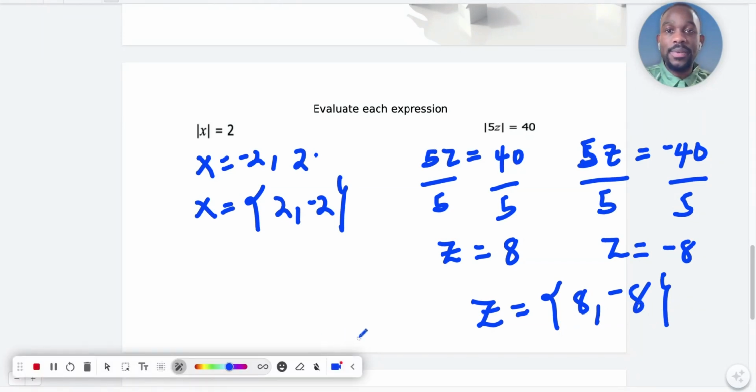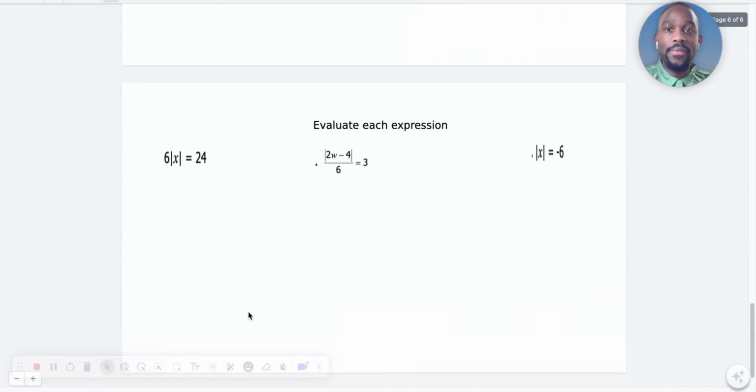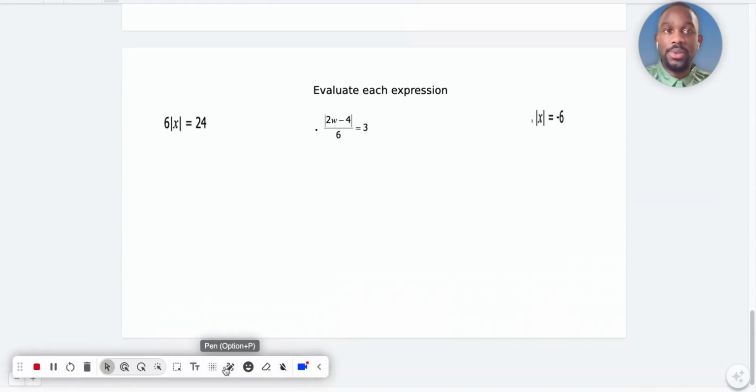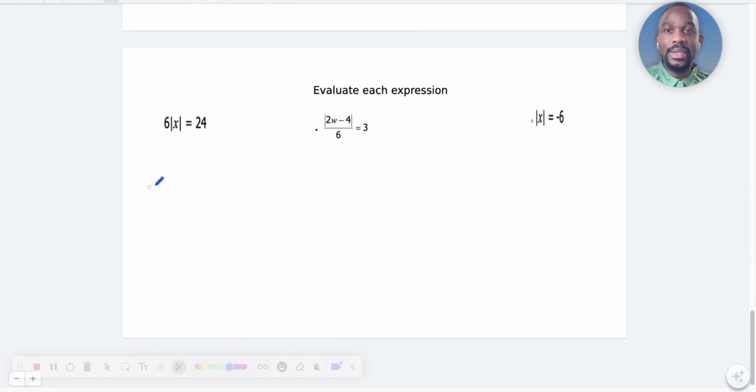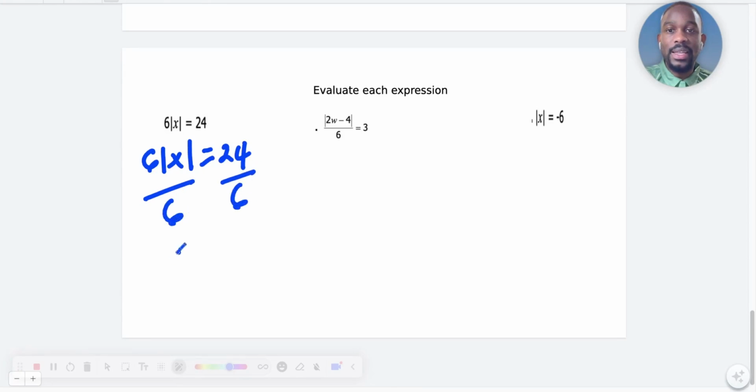All right, so please feel free to pause this video and take down a few notes and try these problems by yourself. Let's move on to the next example. What if we have this equation right here? We have the absolute value of 6x being equal to 24. What do you think? Is the absolute value alone, or does it have a coefficient? It does have a coefficient, so get rid of that coefficient first. Let's get rid of that 6. Divide both sides by 6. So now we have the absolute value of x being equal to 4.